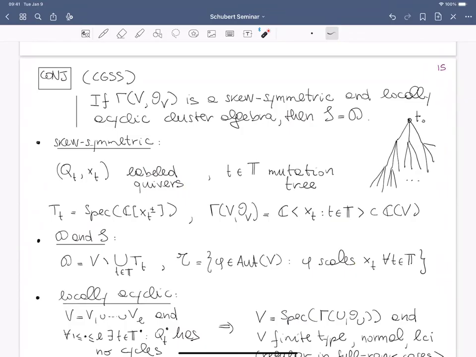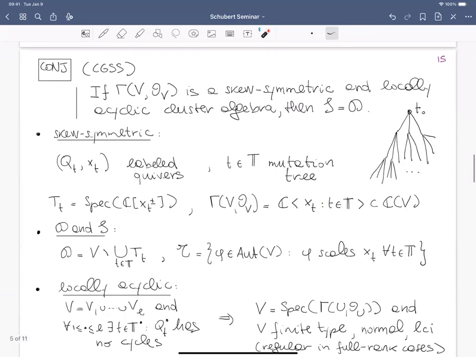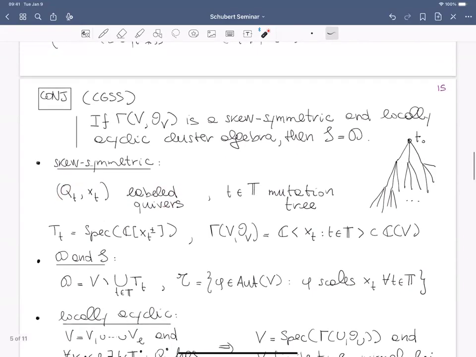So what does skew-symmetric cluster algebra mean? A skew-symmetric cluster algebra is the data of a family of quivers labeled by some rational functions x_t in the function field of V. So I'm denoting the quivers Q_t and x_t. You can think of these quivers as being parameterized by the index t, a node in an infinite tree that has an initial root denoted by t naught in my picture.